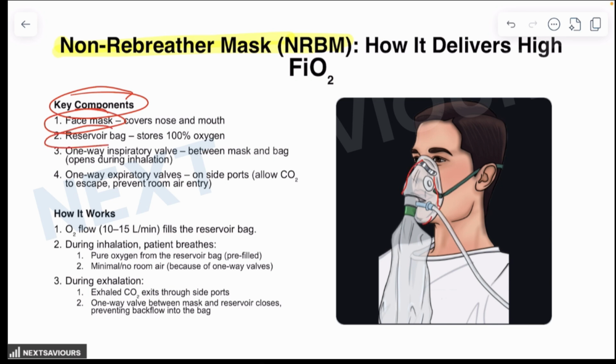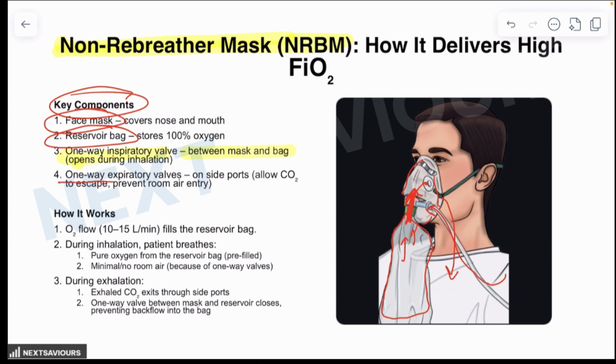The second one is the reservoir bag. You can see that this is the reservoir bag over here, which has a capacity of storing 100% of the oxygen because it is connected to the oxygen pipe. Now, this is the oxygen pipe which is delivering the 100% oxygen to the reservoir mask. Now, there is one way inspiratory valve which is present between the mask and the bag. Now, this is the inspiratory valve which opens only during inspiration. That means when the patient inspires, then this valve opens, and as a result of which, this 100% of the oxygen is delivered to the face mask.